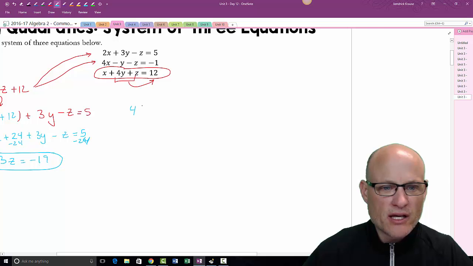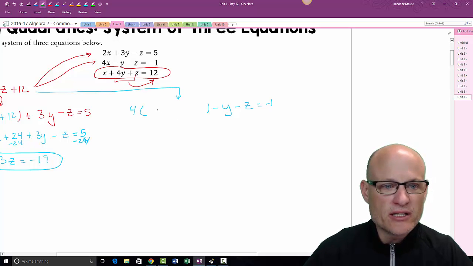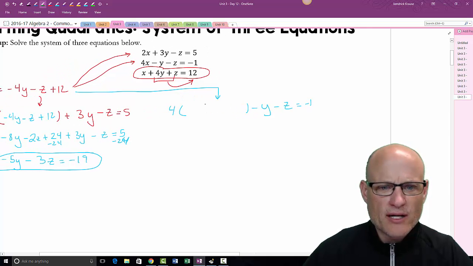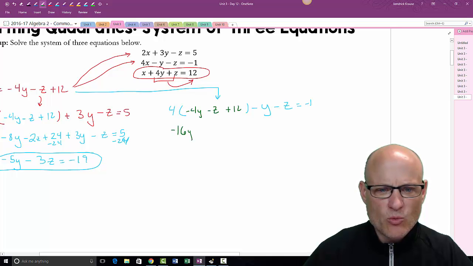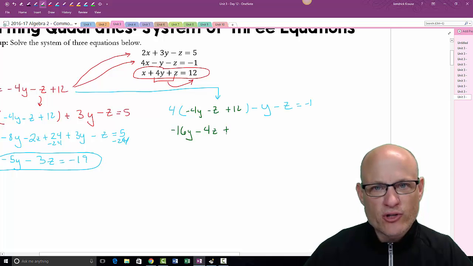So we're going to do 4 times, minus y minus z equals negative 1. And we're going to plug this in. What did we say that was? Negative 4y minus z plus 12. Let's clean this one up. So negative 16y minus 4z plus 48. When I show you the calculator to do this, you're going to be like, whoa, what? Remember, you still have to show all the work. The calculator is just going to tell you where your answers are and what you have to do. So minus y minus z equals negative 1.